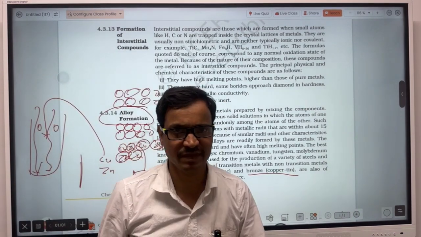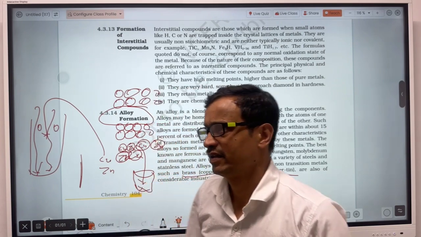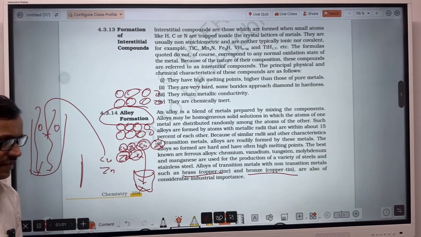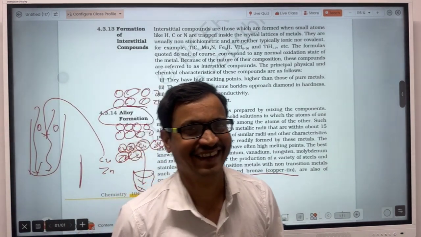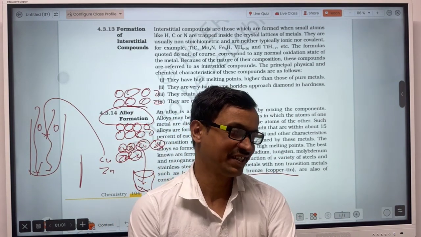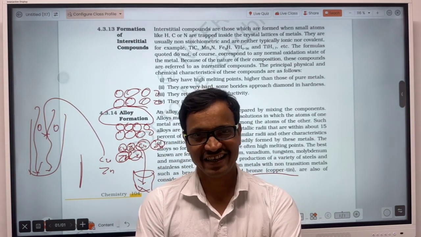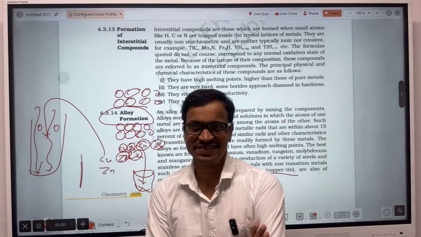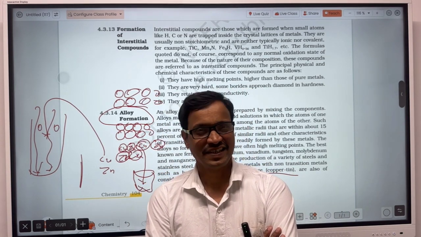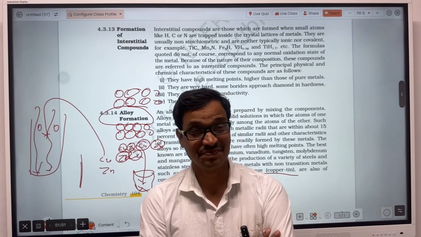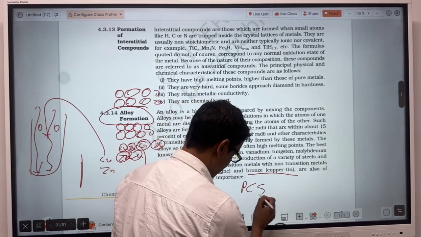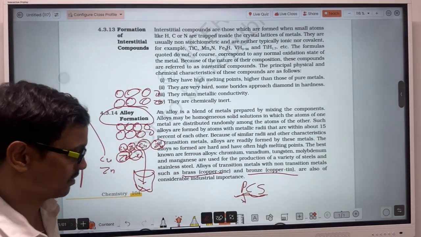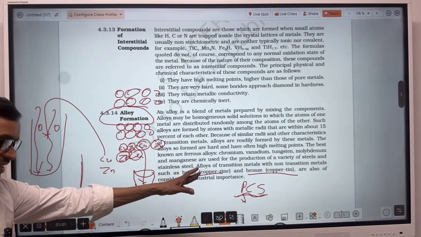Metals having approximately the same atomic radii mix together and form alloys. For example, brass is the alloy of copper and zinc, and bronze is the alloy of copper and tin. About this, that brass is the alloy of copper and zinc and bronze of copper and tin, has been asked a number of times, not only in the 12th board examination but in a number of competitive examinations, including the PCS examination. PCS is the Provincial Civil Service, that means State Civil Service.